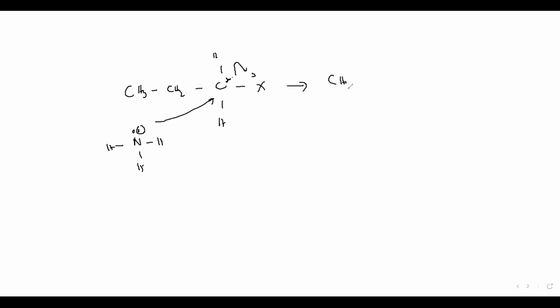So this will be CH3, CH2, carbon, hydrogen, hydrogen, and N. And this nitrogen will have a positive charge. Why positive? Because it donated, or transferred, one of the electrons. It was having a lone pair. Out of this lone pair, one of the electrons is given to a carbon.